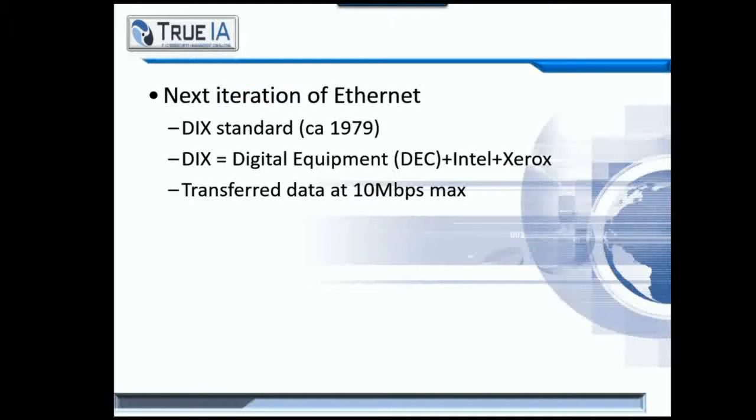The next iteration came a few years later, approximately 1979, and it was called the DIX Standard, the Digital Equipment, Intel, Xerox Standard. It increased data transfer speeds all the way up to 10 megabits per second.